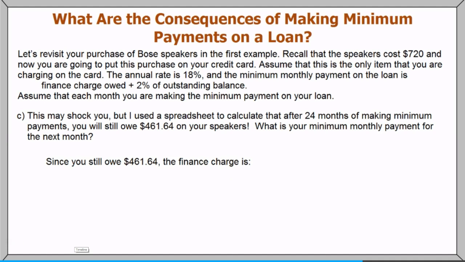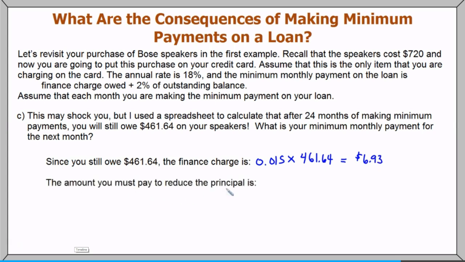Since you still owe $461.64, then the finance charge is calculated by multiplying 0.015 times 461.64 to get $6.93. The amount you must pay to reduce the principal is found by multiplying 0.02 times 461.64, which is $9.24.